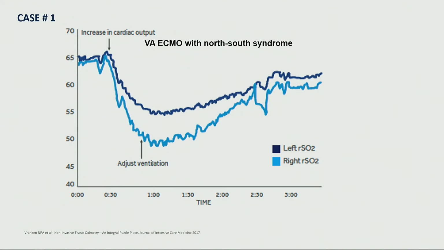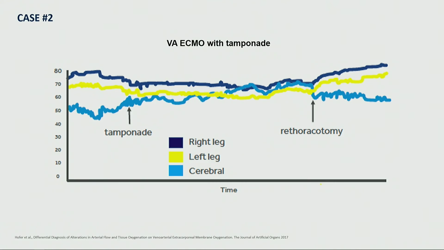Both go down, but the right goes down more than the left, till the point that the users have adjusted mechanical ventilation and brought the lungs into the circuit, and then have improved cerebral oxygenation, and both curves have nearly gone back to their baseline after these adjustments. So this is the typical scenario with north-south syndrome. This was really interesting, and I thought that this is fairly creative.